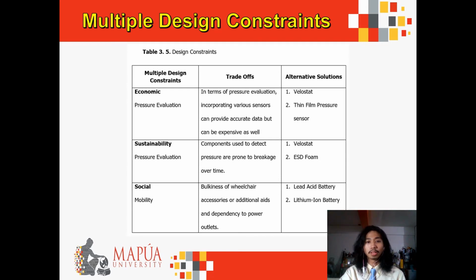For the pressure evaluation, the price, the sensor's accuracy, and its wear and tear were the primary factors for identifying solutions. On the other hand, the bulkiness and the dependency of the device on other equipment were the factors for mobility.